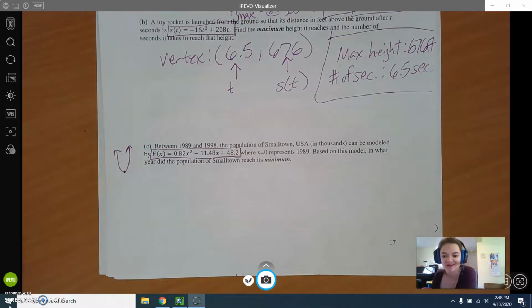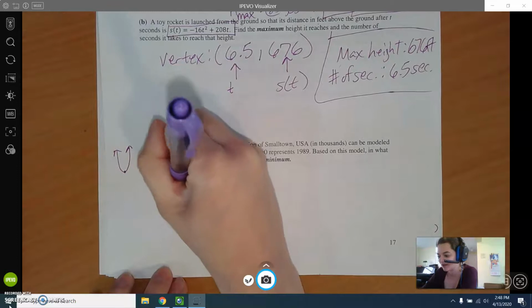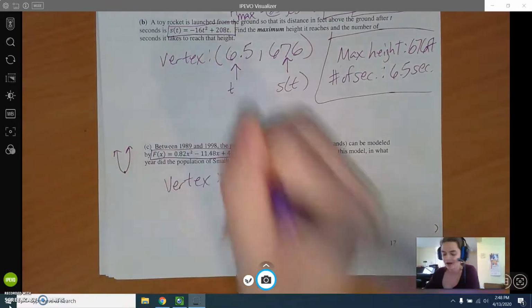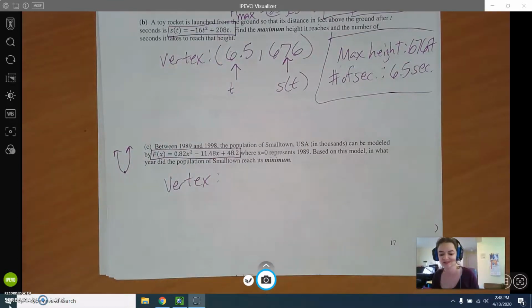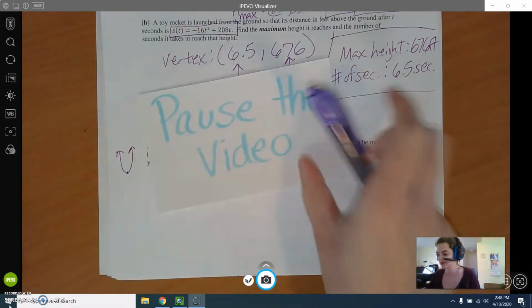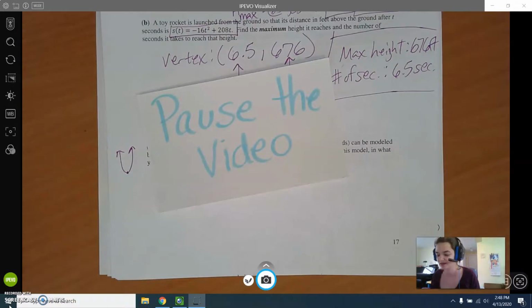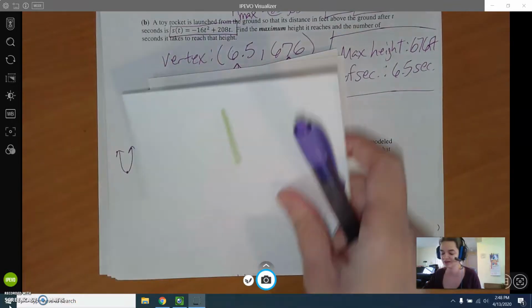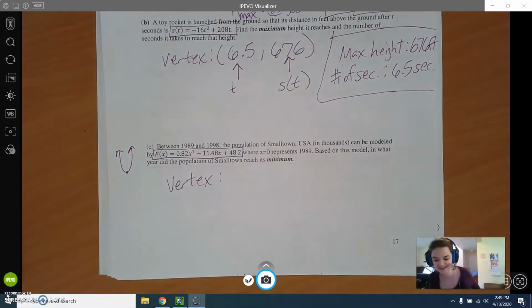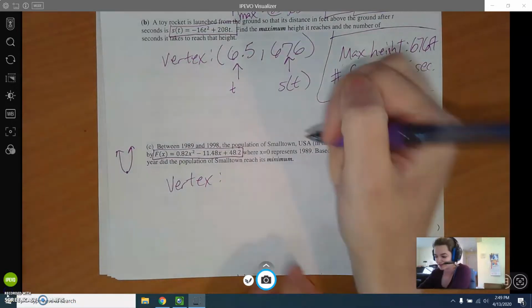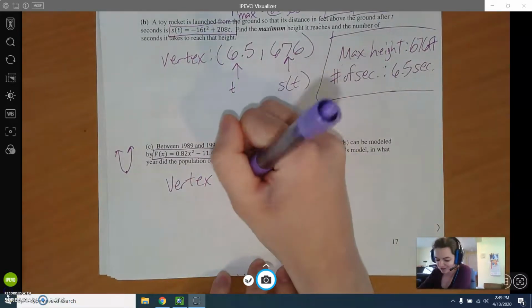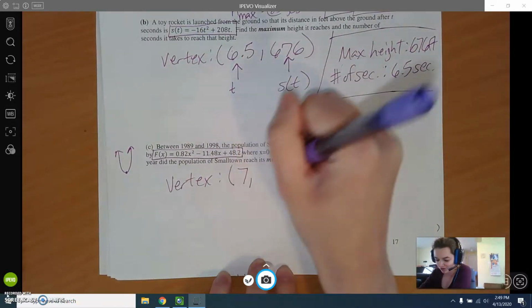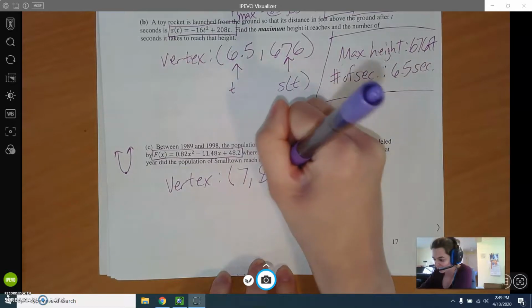Again, you're finding the vertex. So I'm going to give you guys a minute. Pause your video. See if you can find the vertex. So pause your video, and I'll show you the answer in 3, 2, 1. Alright, the vertex that you should get for your x-coordinate, you should get 7. For your y-coordinate, you're going to get 8.02.